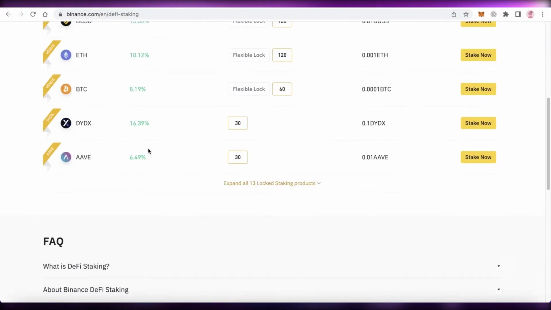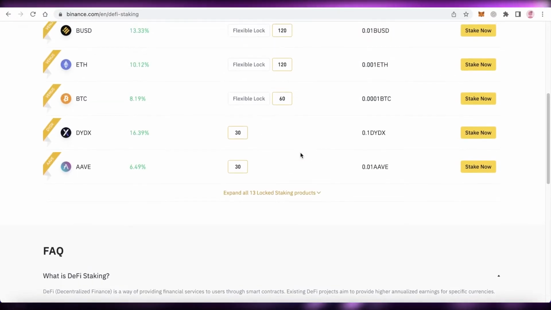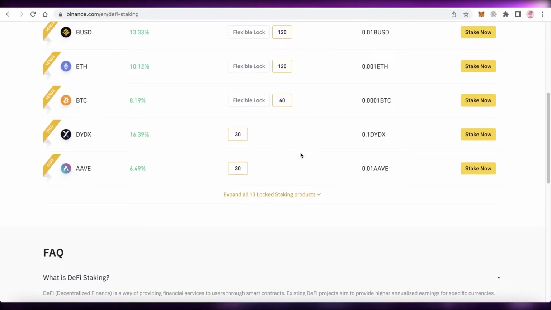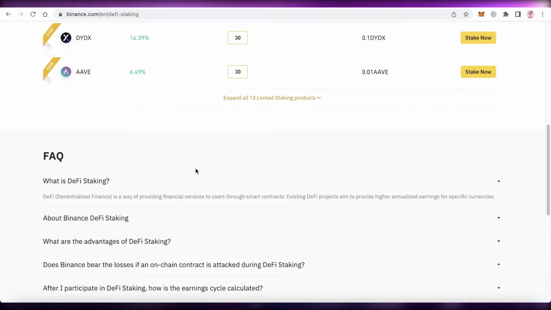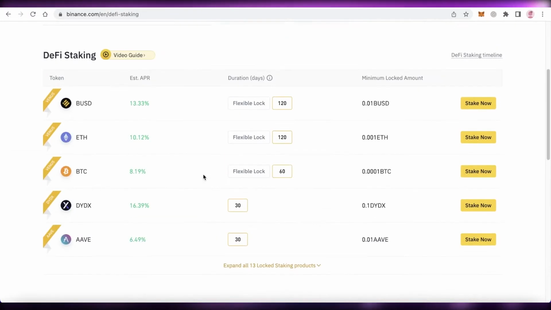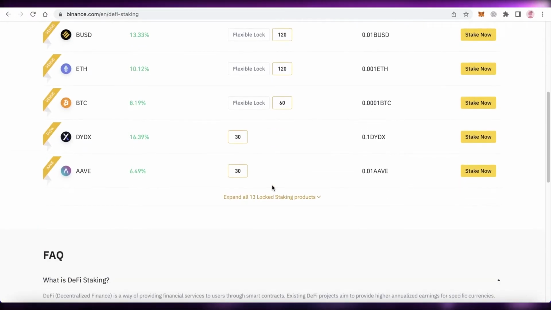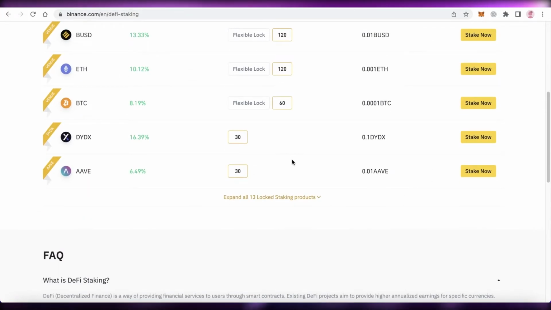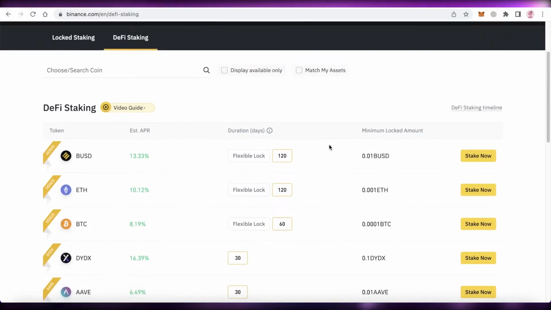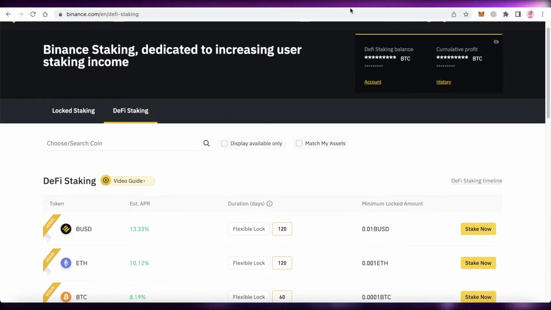Now the next thing is DeFi staking. So DeFi staking is basically where you're going to use existing DeFi projects to aim to provide a higher actual yield earning rate, where you're going to be able to provide financial service, or you're going to be basically staking on the DeFi extension of these platforms. And that is why staking on larger coins gives you larger yields as well. So you can choose to do that as well.